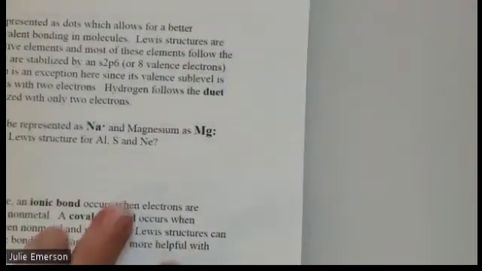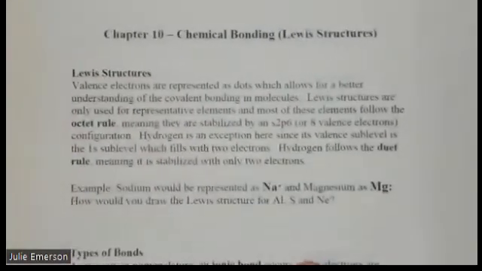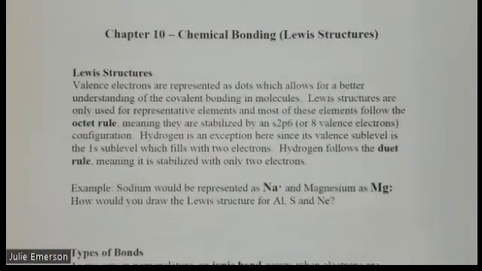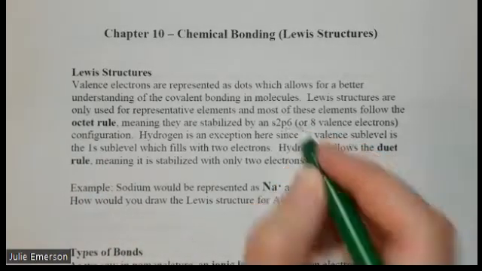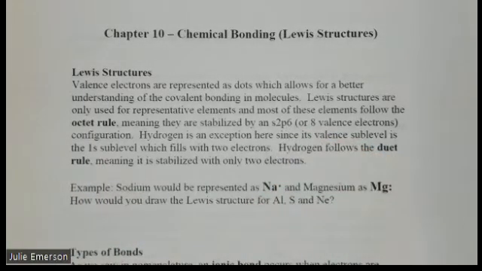So that's first, valence electrons. What we're looking at again are the electrons in the highest occupied shells. We're going to stick with Lewis structures for just the representative elements. So again, no transition elements will show up here. And every element wants that octet rule, octet meaning 8, where they have that s2p6 configuration.